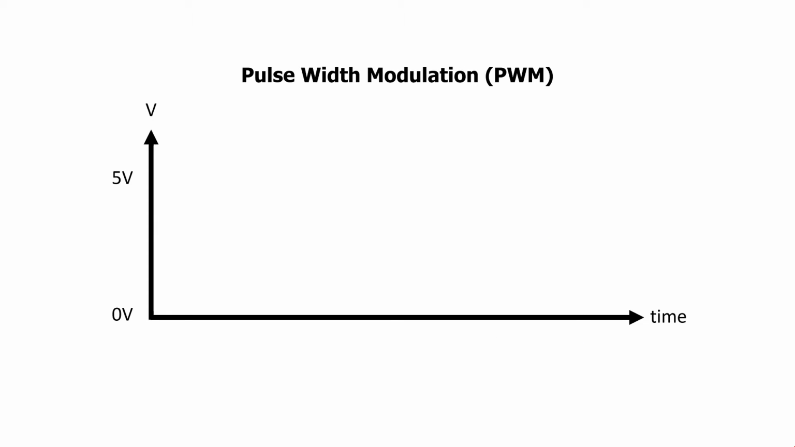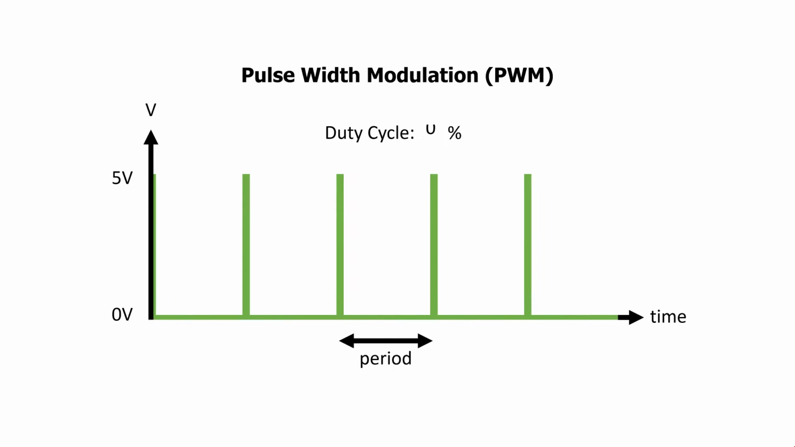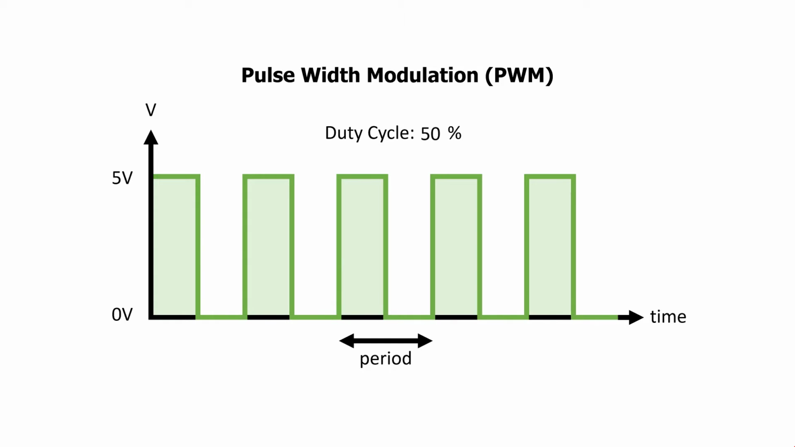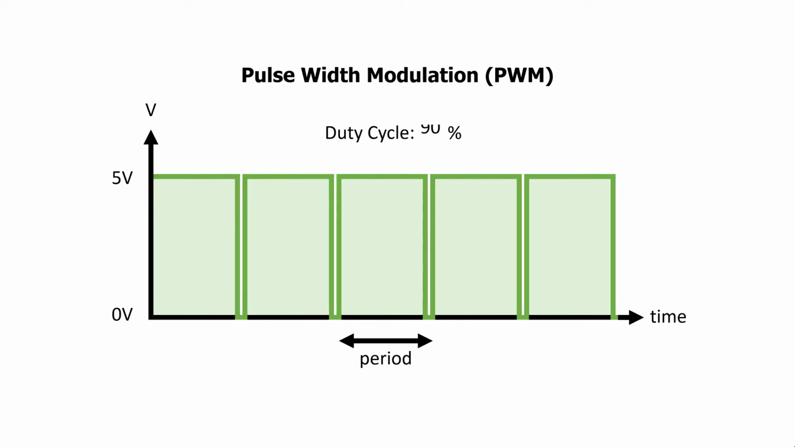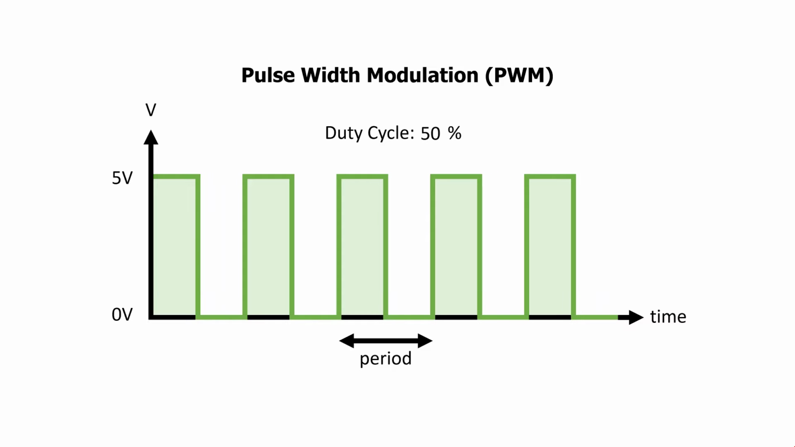PWM is a type of modulation where the on versus off time is controlled. Take this square-shaped signal that repeats every period. Currently, the on time equals the off time. As such, we say the duty cycle is 50%. If we reduce the duty cycle, the on time of the signal shrinks. Notice, however, that the period remains unchanged. Similarly, if we increase the duty cycle, the on time of the signal expands, again without changing the period.